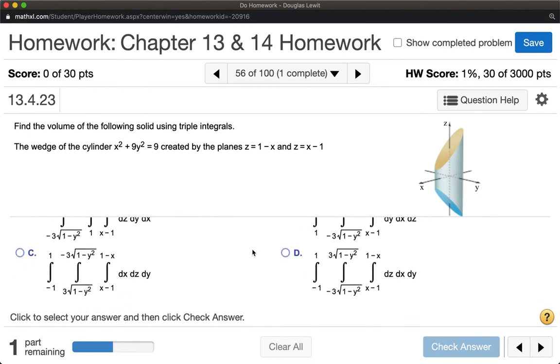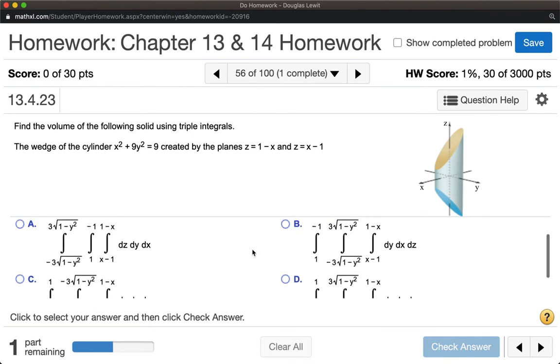Let's take a look at some other possibilities. Well, B doesn't work.